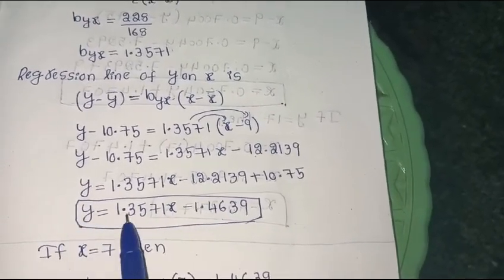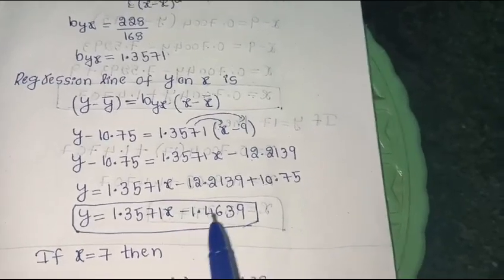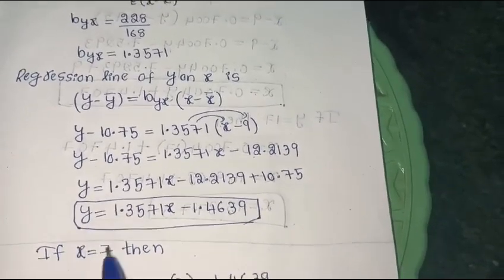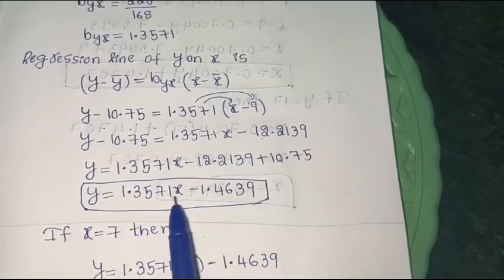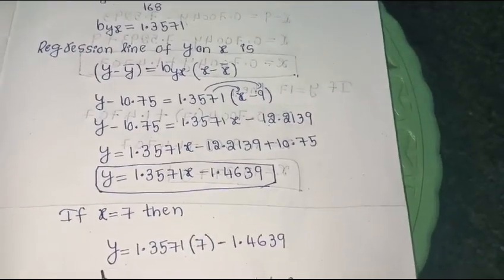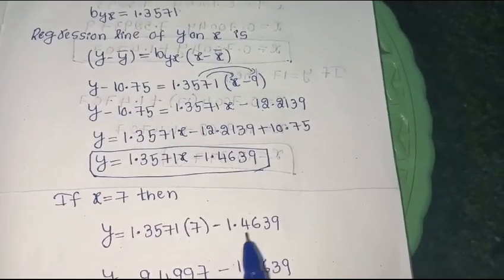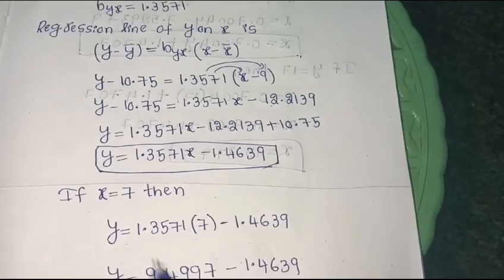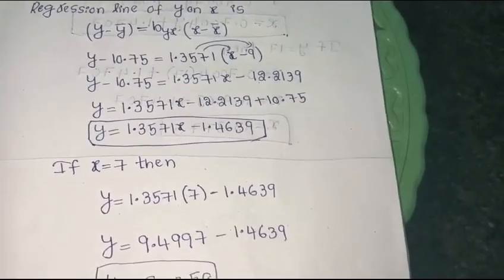Y is equal to 1.3571 into x minus 1.4639. Here they ask to predict y if x is equal to 7 in the question, so we substitute x is equal to 7 here. Then y will become y is equal to 1.3571 into 7 minus 1.4639. If you multiply 1.3571 into 7, the value is 9.4997. Y is equal to 8.0358.